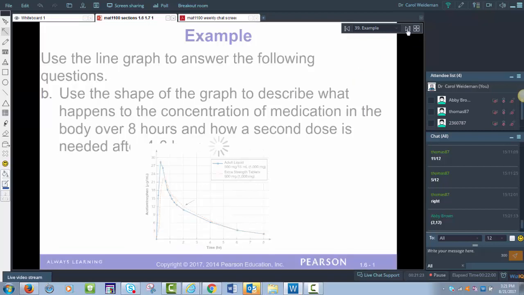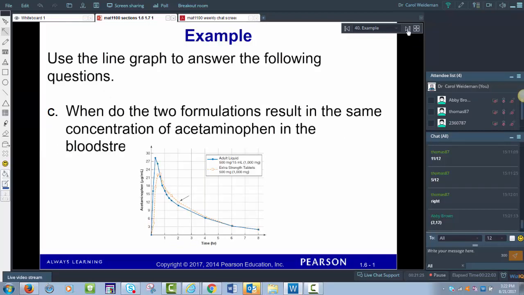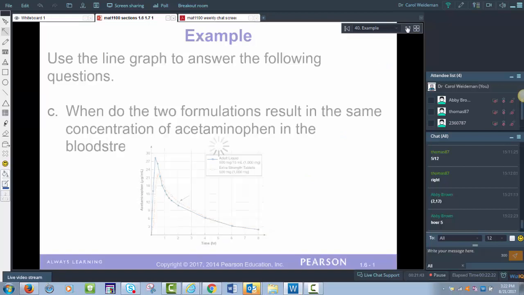Let me see what other question they ask you about this one. When do the two formulations result in the same concentration of acetaminophen in the bloodstream? So let's see. It looks like it's hour 5. Yeah, 5, 6, pretty much out here, right? Yeah, probably from hour 5 onward, they're pretty much the same concentration. Good.